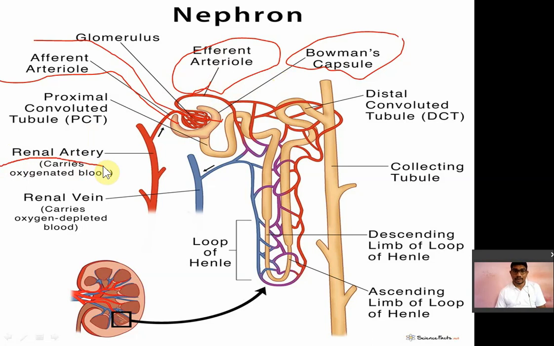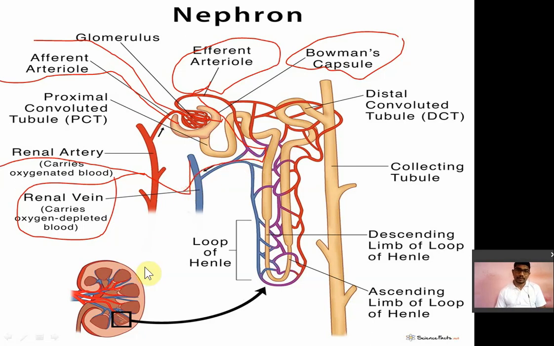It carries oxygenated blood. The renal vein drains the blood from the kidney and carries deoxygenated blood. The efferent arteriole is supplied to all parts of the nephron and divides into small capillaries, and the capillaries join into veins, and these veins collect the blood, known as the renal vein.